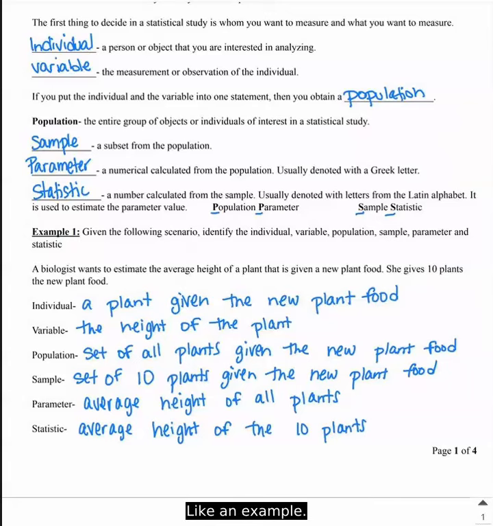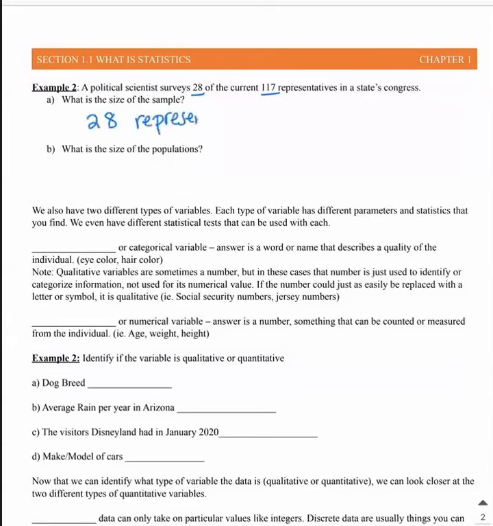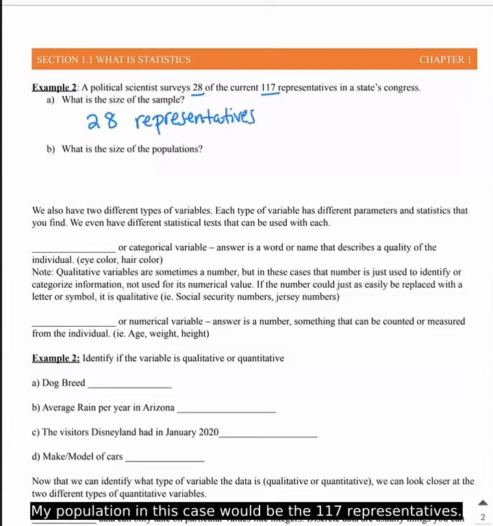Second example. It says a political scientist surveys 28 of the current 117 representatives in a state Congress. What is the size of the sample and what is the size of the population? We're given two numbers here, the 28 and the 117. Usually the sample is smaller than the population. So the size of the sample would be 28 representatives. And my population in this case would be the 117 representatives.